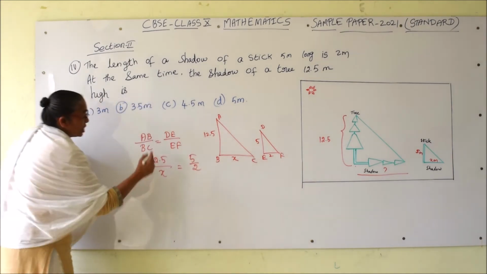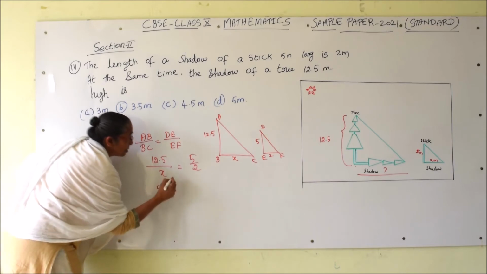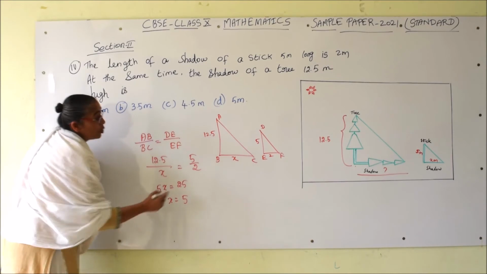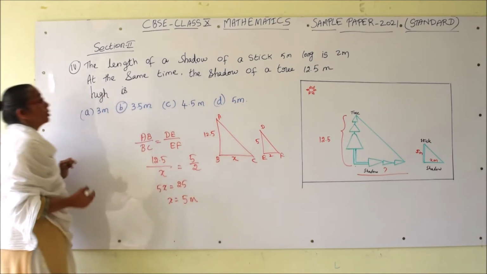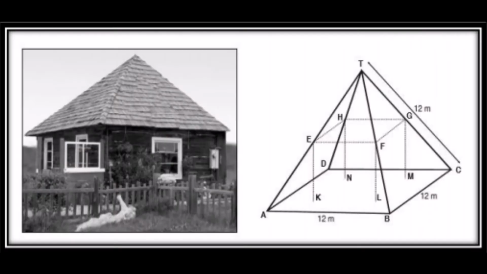So, on simplification what will you get? Let me do it: 5X is nothing but 25, so X is equal to 5. So, 5 meters. The option is there, option D. Fifth question.